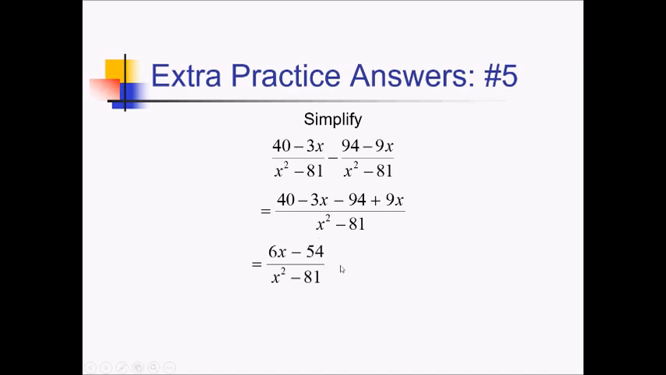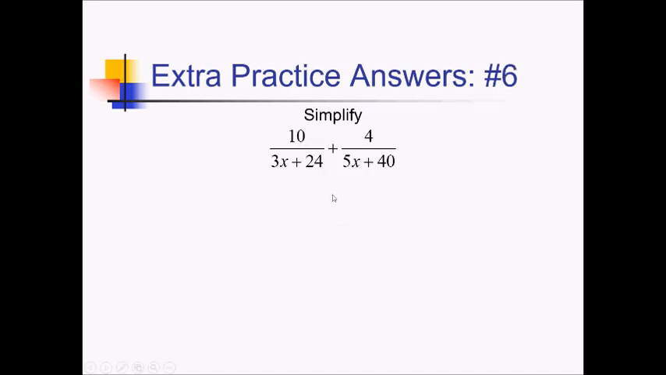Let's double check to see if we can factor and cancel. In the numerator, I can take out a 6, leaving me with an x minus 9. In the denominator, these are both perfect squares, so I can square root and use my plus minus parentheses. So x plus 9 and x minus 9 in whatever order you want to write them. And then it looks like these x minus 9s cancel. So that leaves me with a 6 over x plus 9.